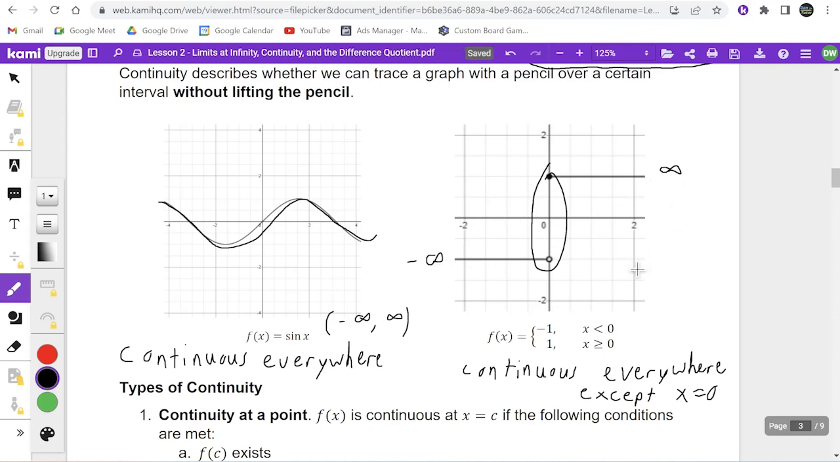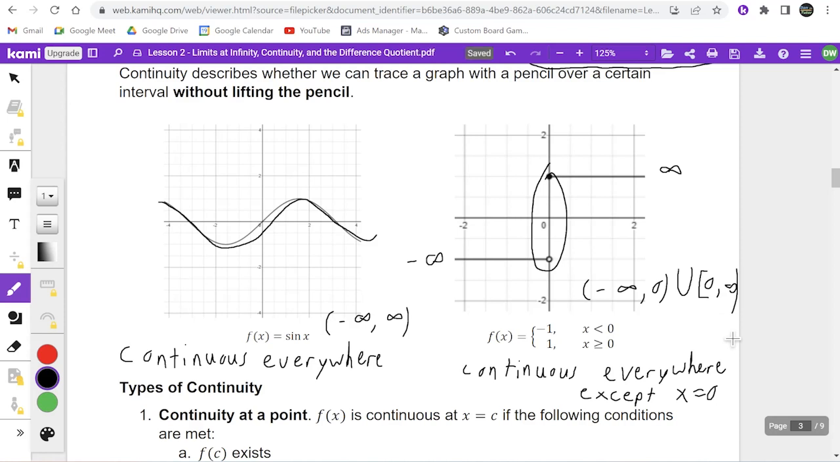The reason why I'm saying that is because the answer is negative infinity, comma 0, open parenthesis, union with closed square bracket, 0, comma infinity. That's a poorly drawn infinity at the end. Let me try that again. That's better. So anyways, you have the union symbol.